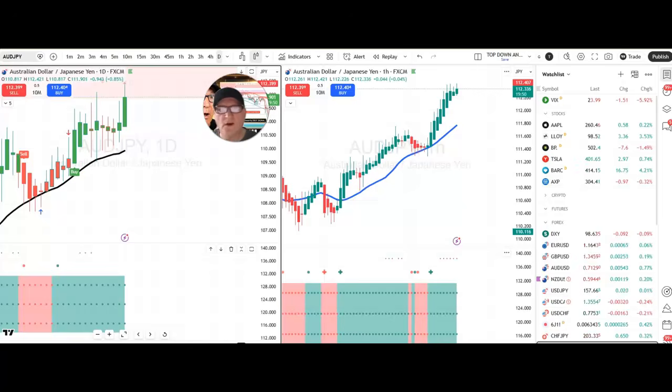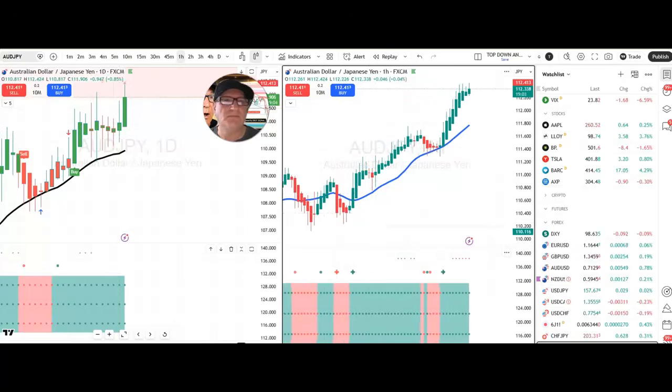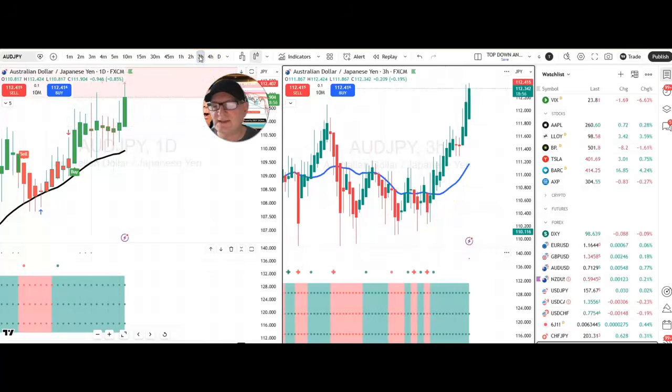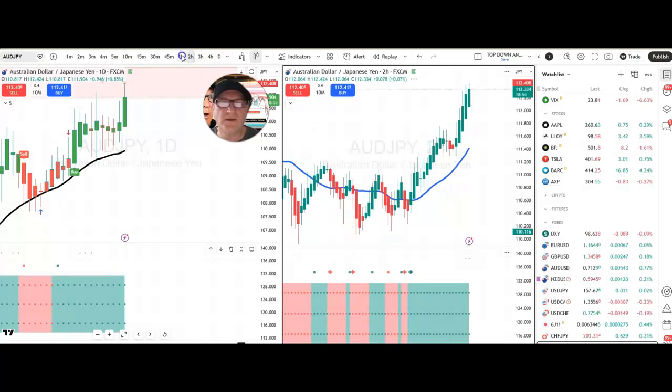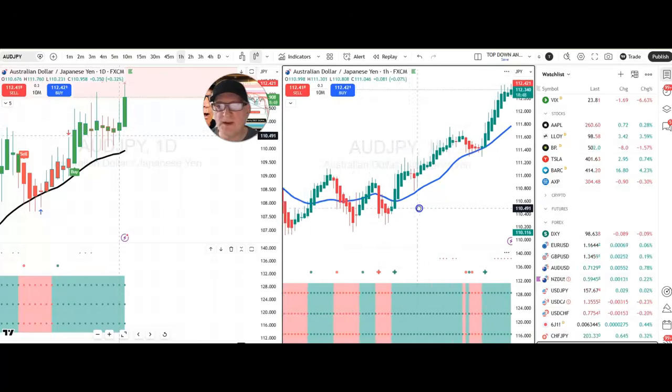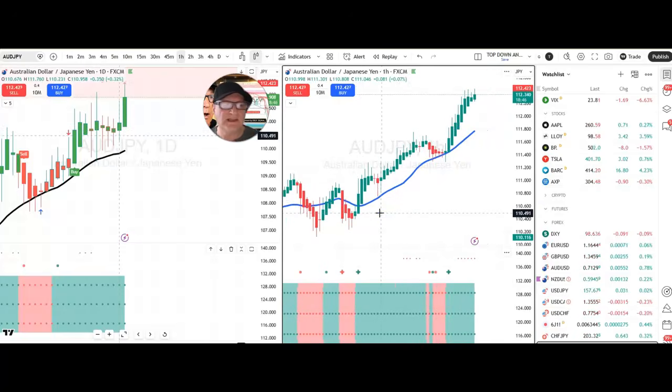Aussie yen, we can see that this is a continuation pattern, and simply whenever you see your 4-hour chart, let's go back to the 4-hour chart, when the 4-hour chart agrees, then all the buyers are in. Simply dial down to the 3-hour. Does it agree? 2-hour, does it agree? 1 hour, does it agree? And of course it does, as long as it's moving above the 20 SMA and is achieving higher lows and higher highs for a buy.